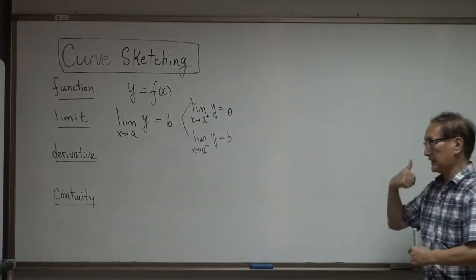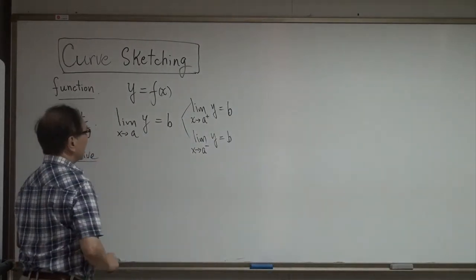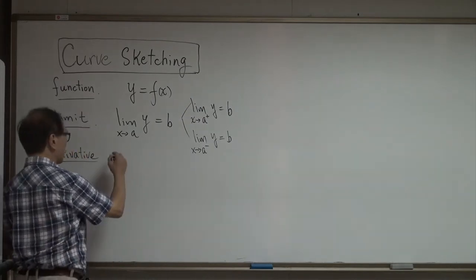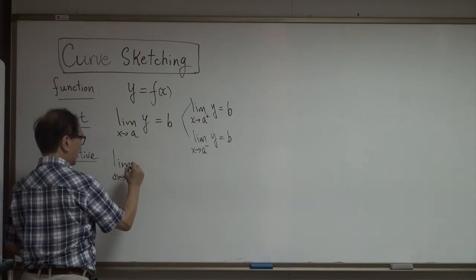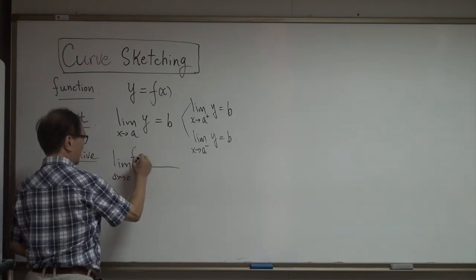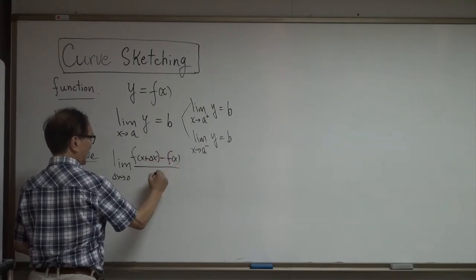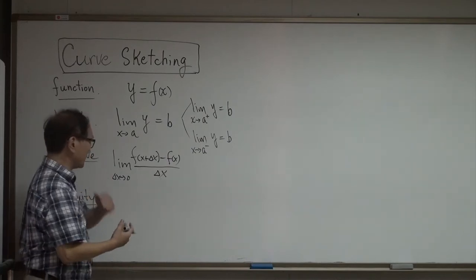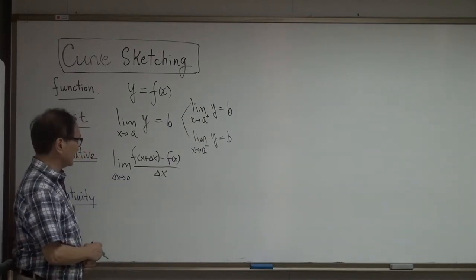So that is a very important concept. And before we sketch the curve, then the derivative. The definition of derivative is this limit: delta x approaches zero of f of x plus delta x minus f of x, divided by delta x. If this limit exists, then we say the function is differentiable. So this is the definition of a derivative.